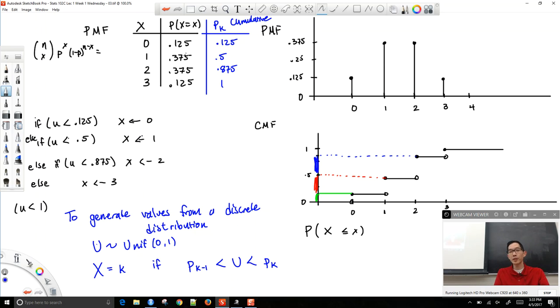Okay, and so if you were given this task or assignment, I think it would be rather straightforward. It would be just a matter of calculating each of these and calculating the corresponding p sub k, and then all you do is generate a u, and then you run through and say, well, where does this fit in?